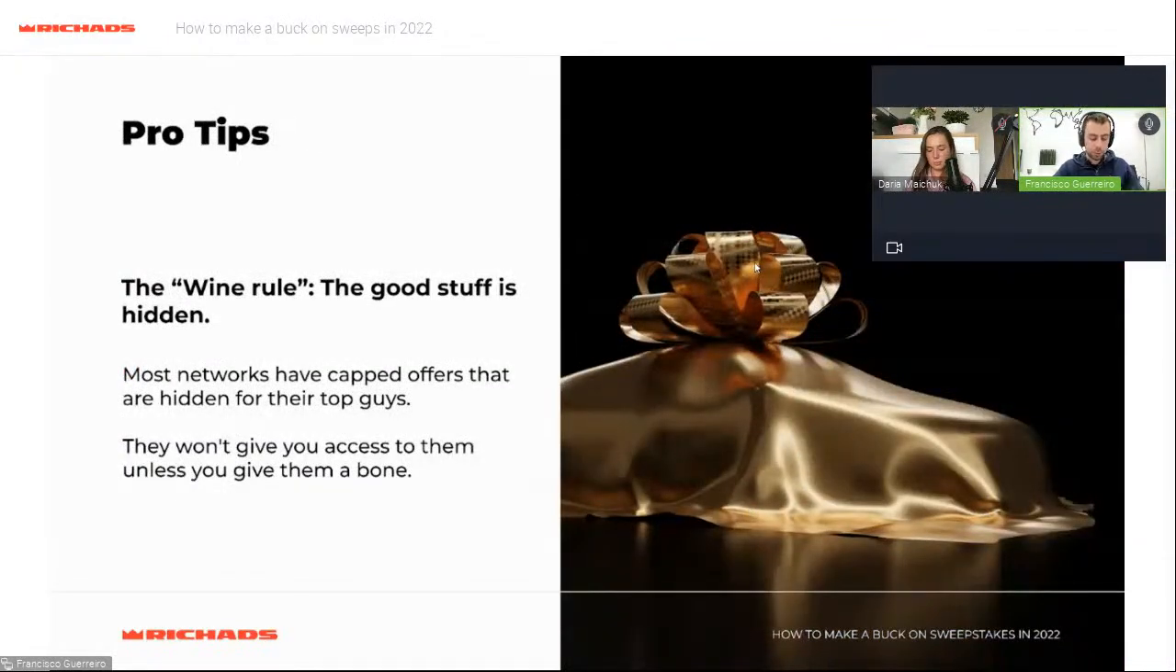Now let's talk about the pro tips. One of the things that I like to call the wine rule is that the good stuff is hidden. So in Portugal, for example, I'm Portuguese, in the north of the country, it's common for families to have a place to store wine in a basement. And we have a saying which is the good wine is always hidden. You should remember this when you are working with networks.